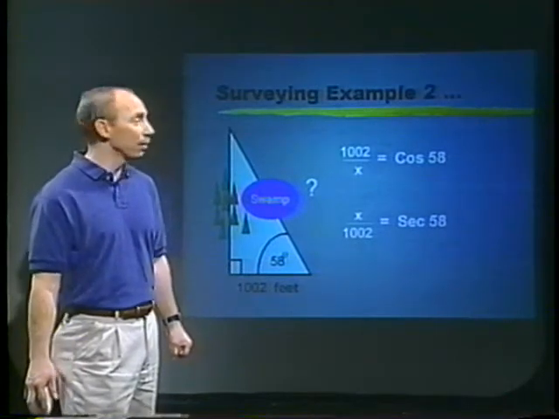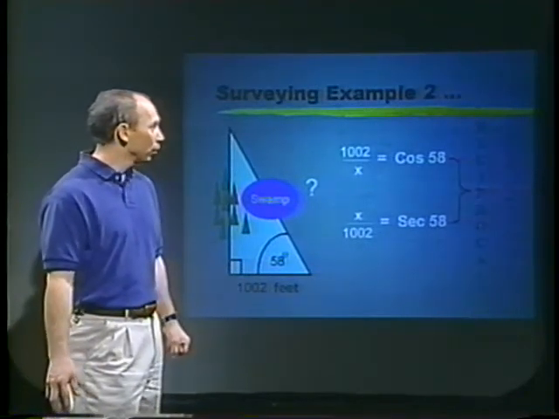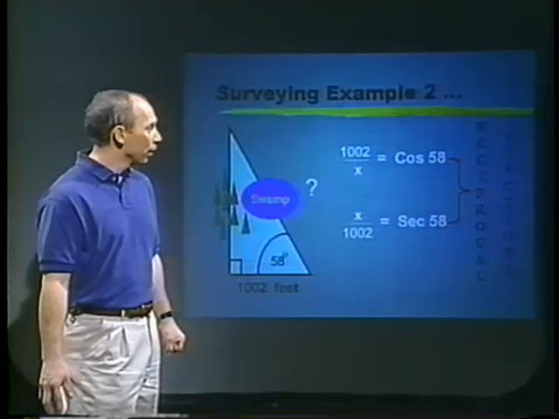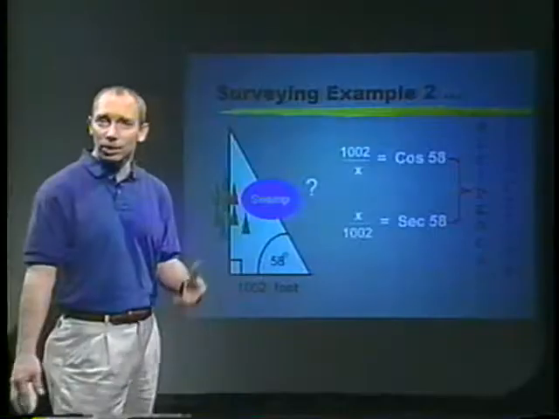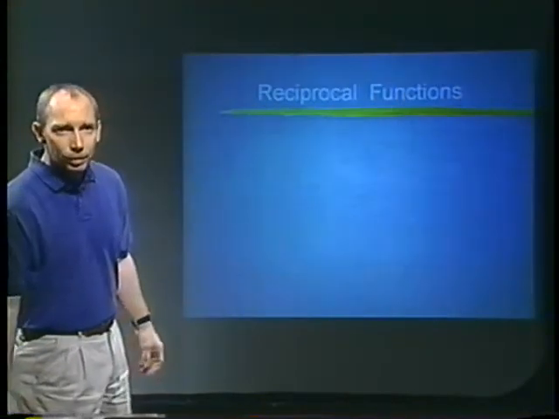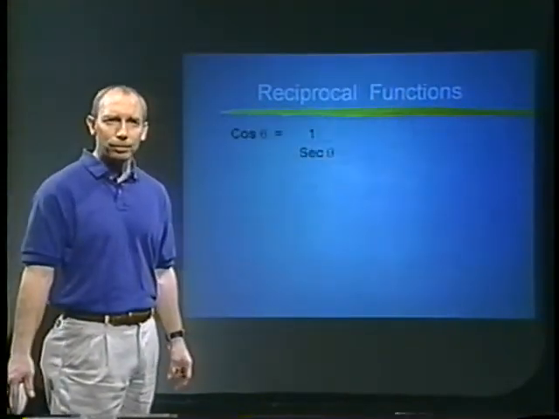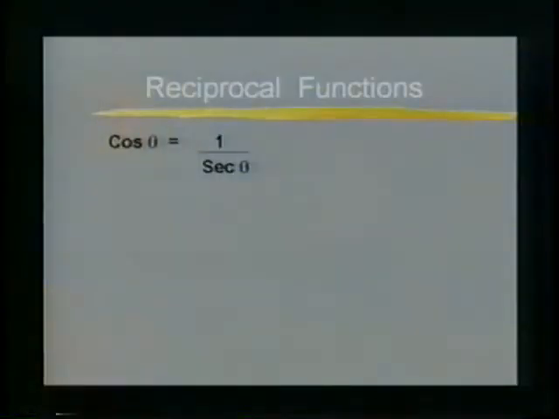Well, it really doesn't matter. Whichever one you like, most calculators are going to have a cosine. That's why the cosine and the secant are called reciprocal functions, because one is the reciprocal of the other. And there's three sets of reciprocal functions. What are they? You'll need to know them. The cosine, as we just showed you, is 1 over the secant, or the reciprocal of the secant. So, consequently, the secant is 1 over the cosine.